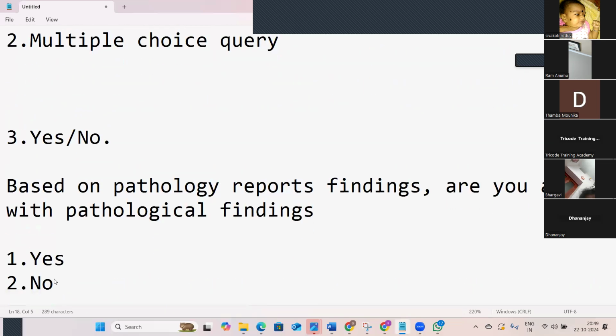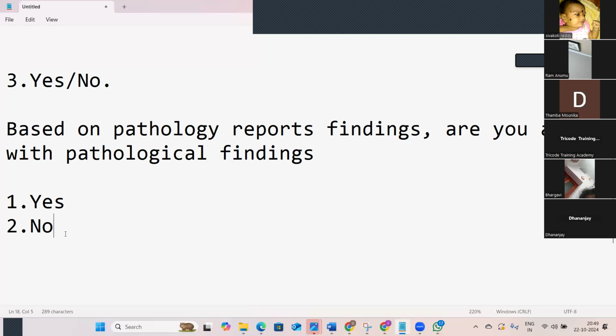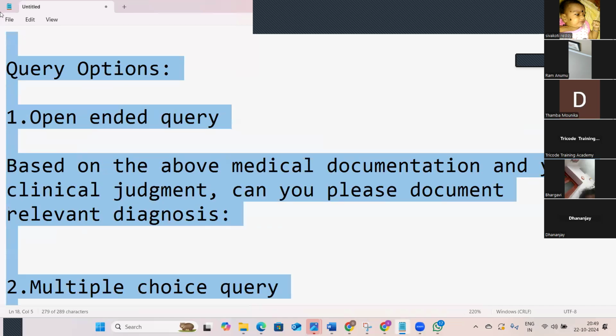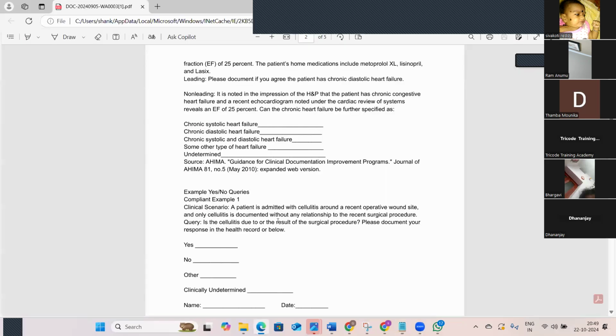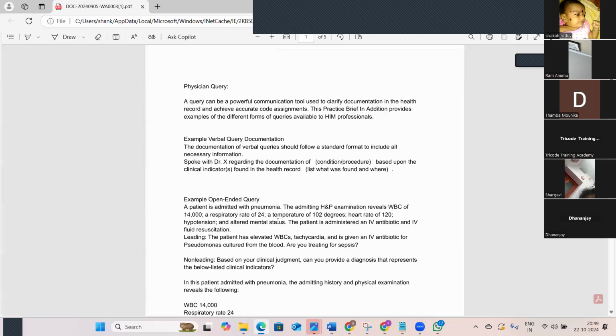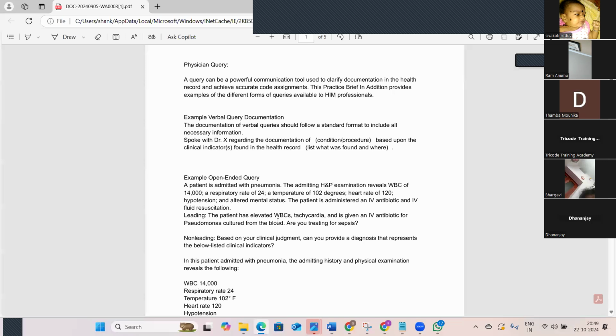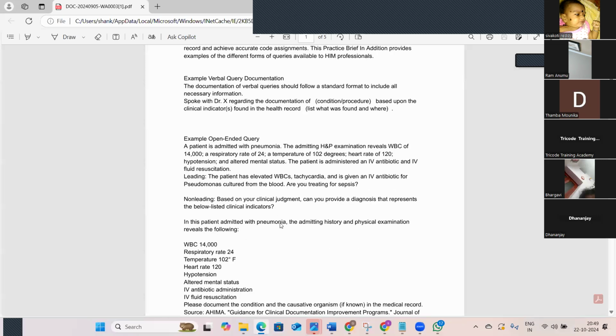Does anyone have questions here? Multiple choice is the best choice. We can raise a query, and yes or no, based on our query options. So let me explain again with examples of these queries, and then you'll get more clarification.